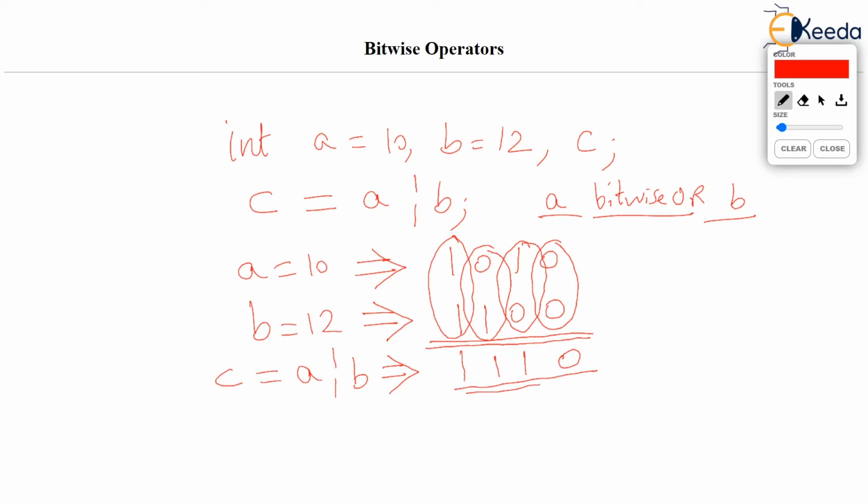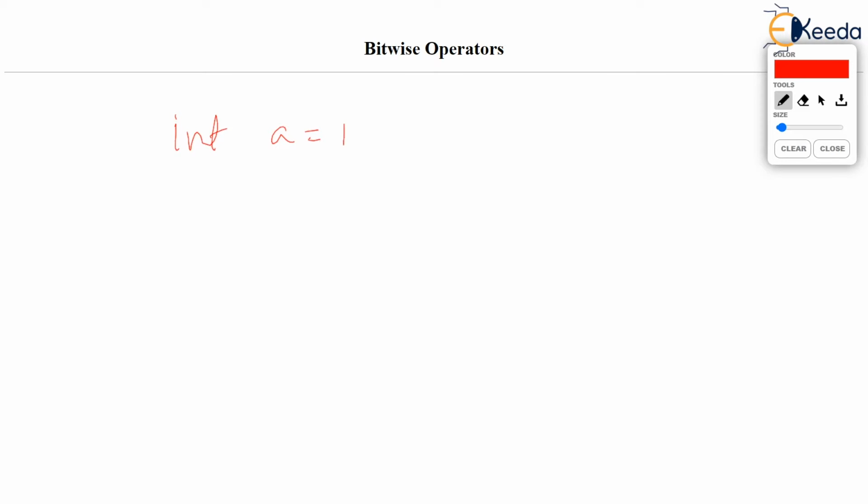C in decimal form, as you all know, 1110 is 14. So C will be 14. Let's see one more example. Let's say we are working this time on the XOR operator. So we have int A equal to 10, B equal to 12, C. And the expression we have given is C is equal to A ^ B.